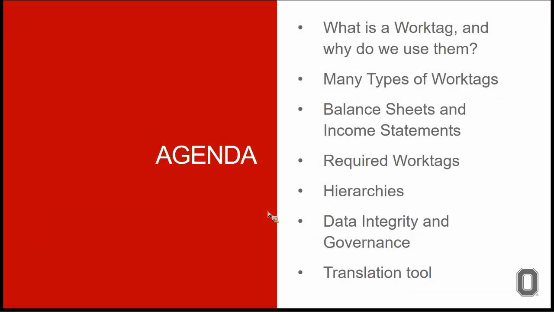So here's our agenda for today. We're going to focus on what work tags are and why we use them, the different types of work tags, so what our FDM structure really looks like, what creates balance sheets and income statements, the required work tags on all transactions, what hierarchies are, the data integrity functionality that exists along with the governance structure, and then the translation tool that's going to be available.